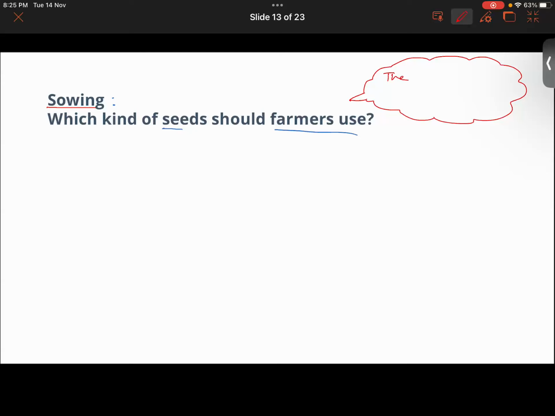By the way, in the previous class I asked you about the father of the green revolution in India. Anyone who knows? Have you studied about that? It's Swaminathan. MS Swaminathan.